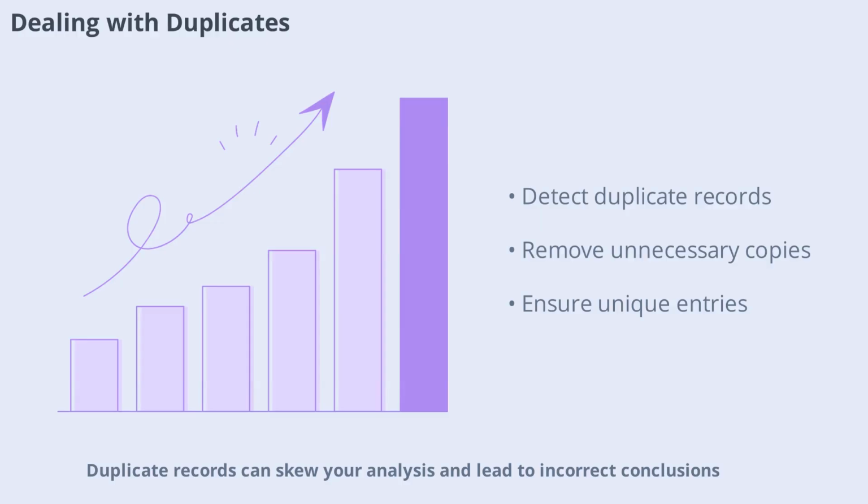Duplicate records can skew your analysis and lead to incorrect conclusions. Identifying and removing duplicates is a straightforward but essential step in data cleaning. Most data processing tools offer functions to detect and drop duplicate rows based on specific columns or the entire dataset. By ensuring each record is unique, you maintain the integrity of your data and prevent overrepresentation of certain values.